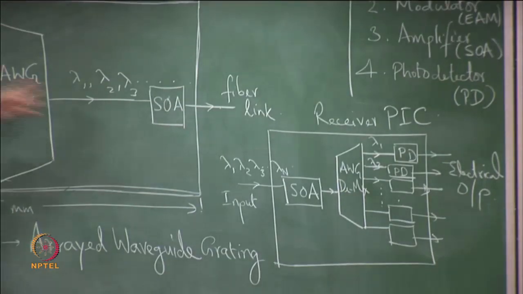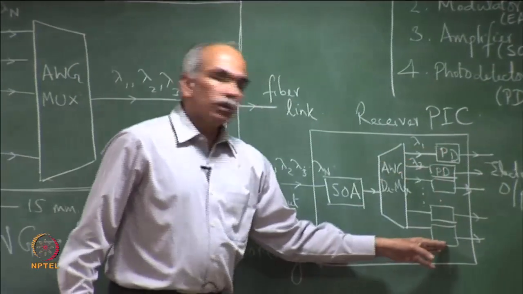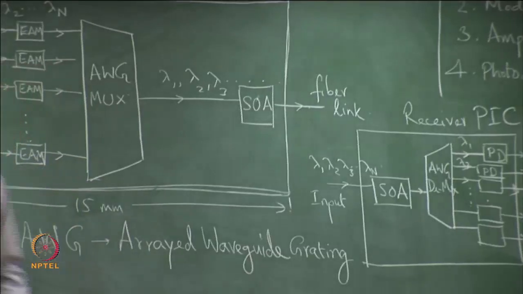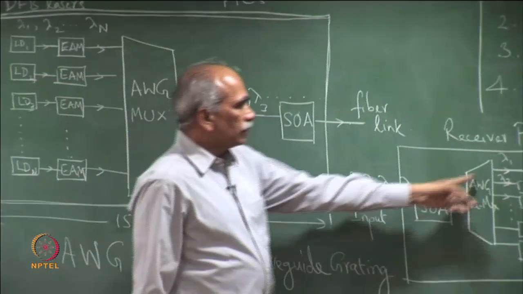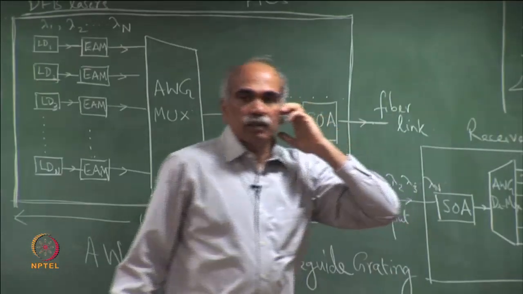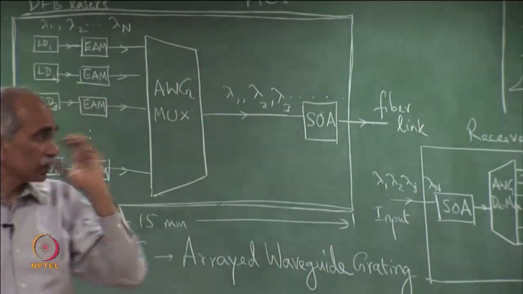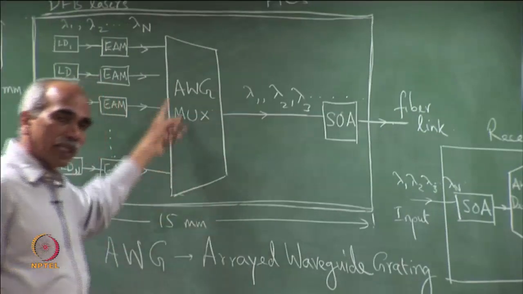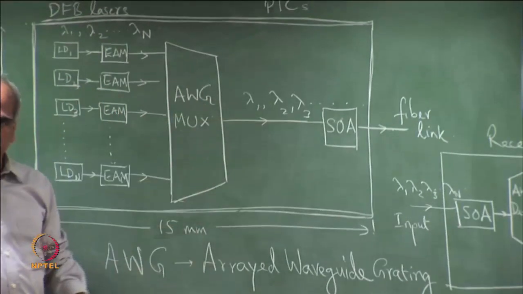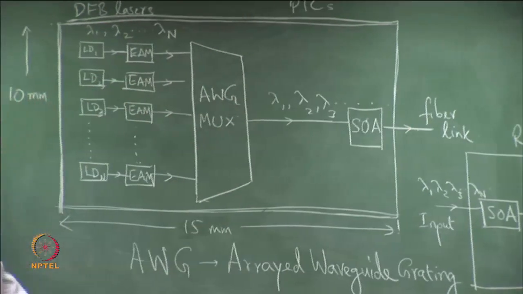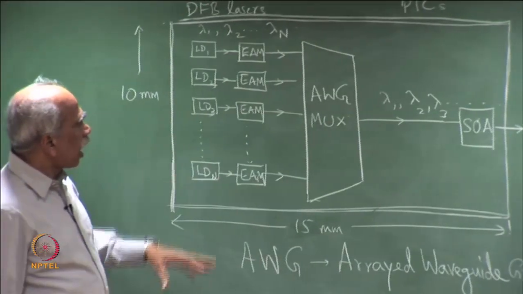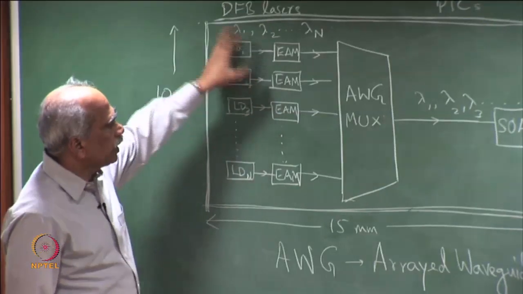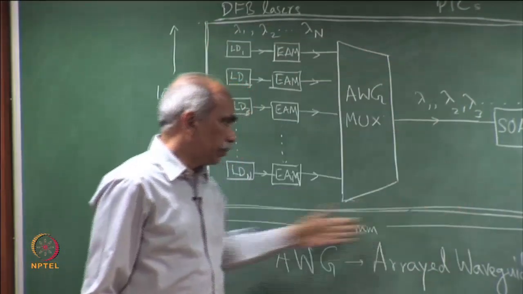As we can see, almost all the components of a modern transmitter and receiver, we have discussed the basic building blocks in this course, except the AWG MUX, which is a passive waveguide device. And currently there are hundreds of such components integrated on a single chip.